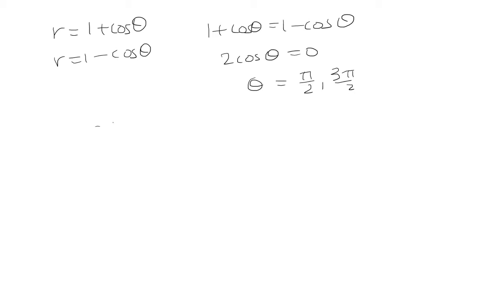Let's see, if I have theta as pi over 2, I can plug it into any one I want, so I'll plug it into the first one. Cosine of pi over 2 is 0, and so is cosine of 3 pi over 2. So that's just going to be 1 then for r.